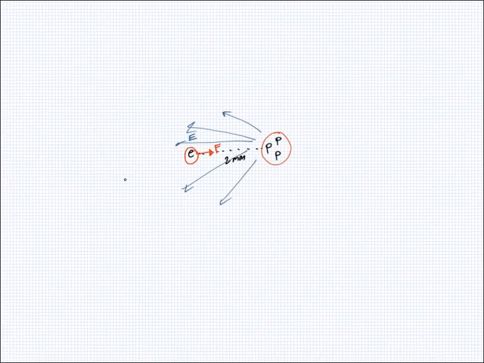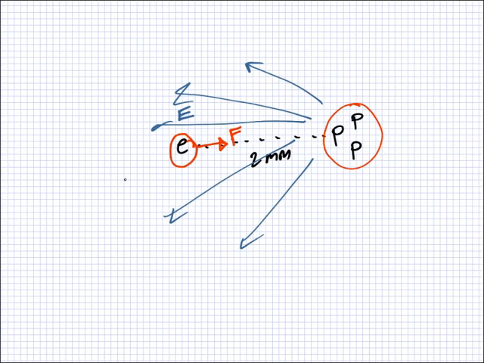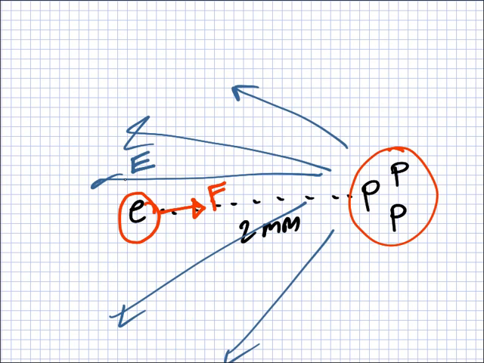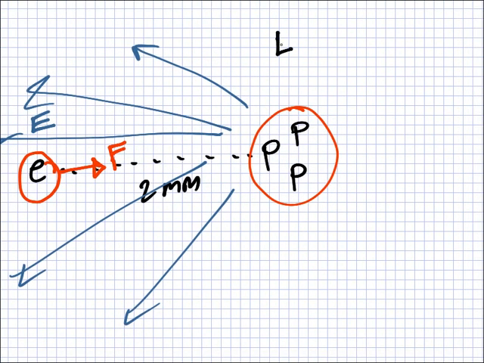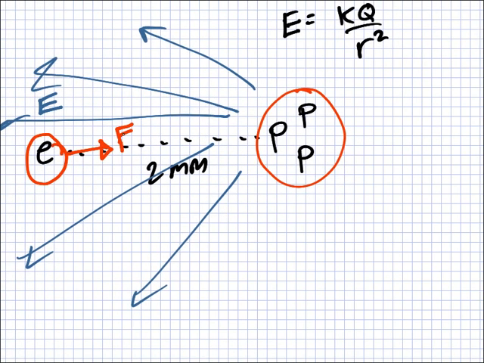Right, I'll give you a minute to try this. I think you can do this one. So you need to use the other formula. I'll write it here for you. E equals KQ over R squared. And I'm looking for the F here, okay?